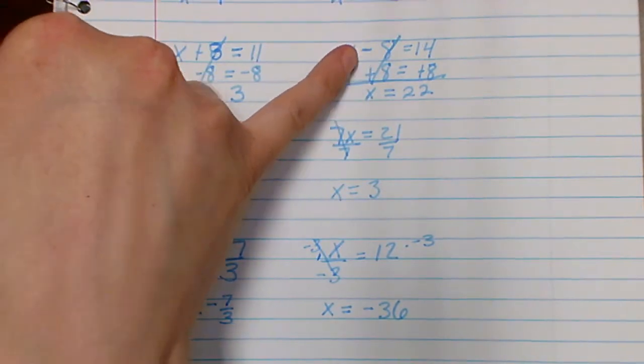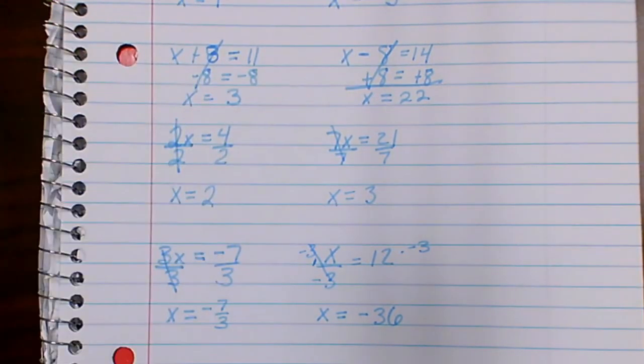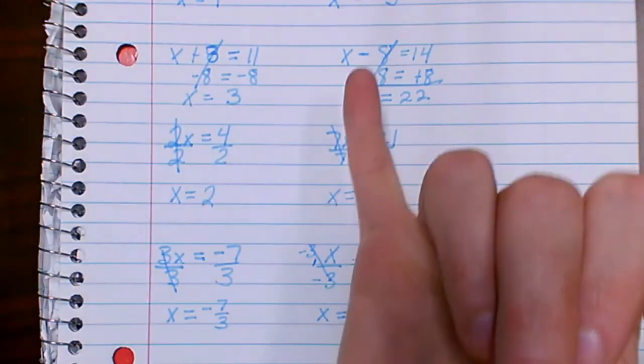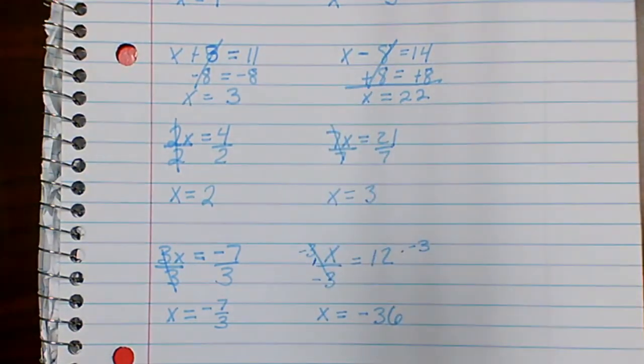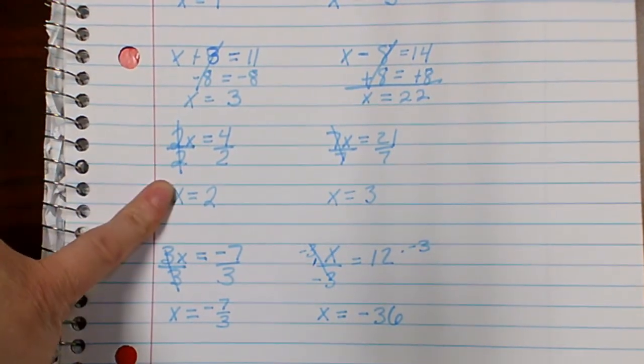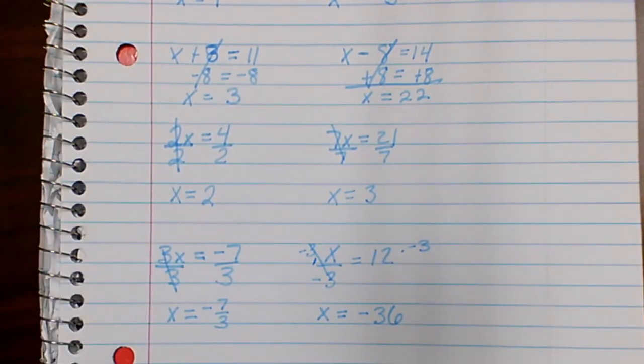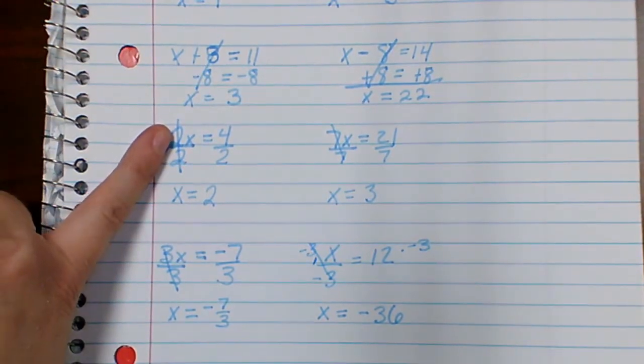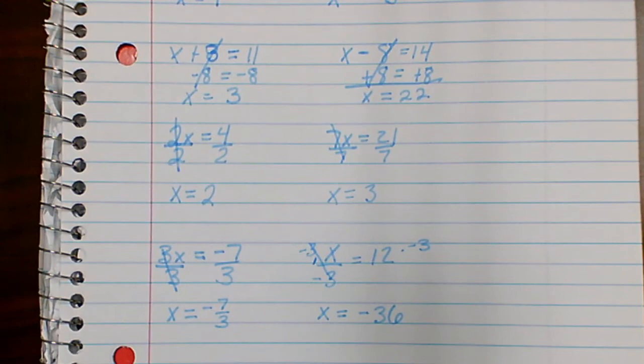To negate or to make negative 8 zero, you have to add 8. Negative 8 plus 8 is 0, but you have to add it to both sides. And then when you have multiplication, to get rid of that 2 times the x, you have to divide by that coefficient to get 1. And then if you have division, you can do the opposite, so you will have to multiply. So that's one-step linear equations. Just do the opposite of what the original operation states.